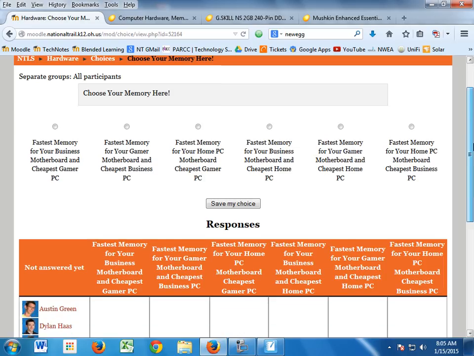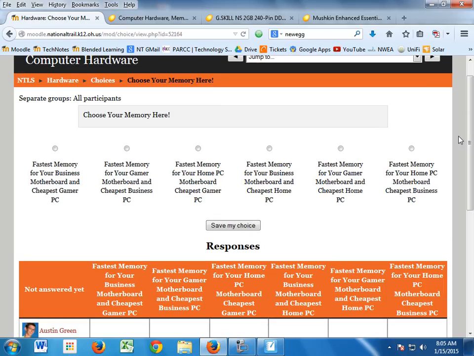So you have to make a choice on what you're gonna do, so everybody does something different. Okay. So as we look here, one of the 2 types, if you choose this one, you're going to find the fastest memory for your business motherboard, and the cheapest one you can for your gamer. This one is the fastest memory for your gamer, and the cheapest for your business.